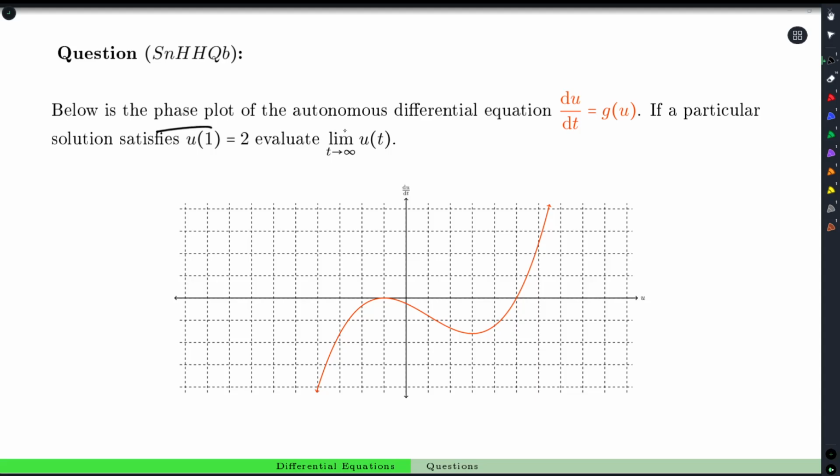Below is the phase plot for a particular autonomous differential equation. So du by dt is some function g of just u. That's what makes it autonomous. There are no t's to be found anywhere here.